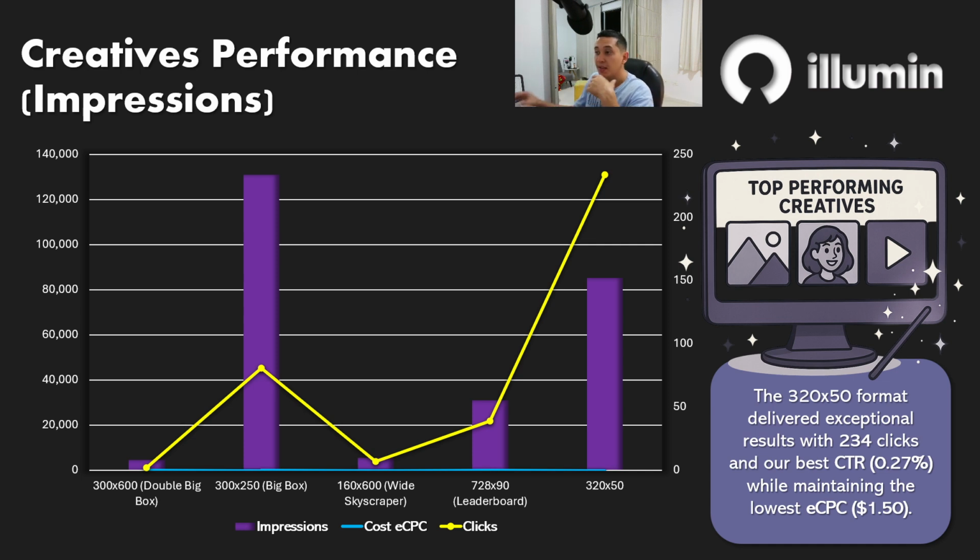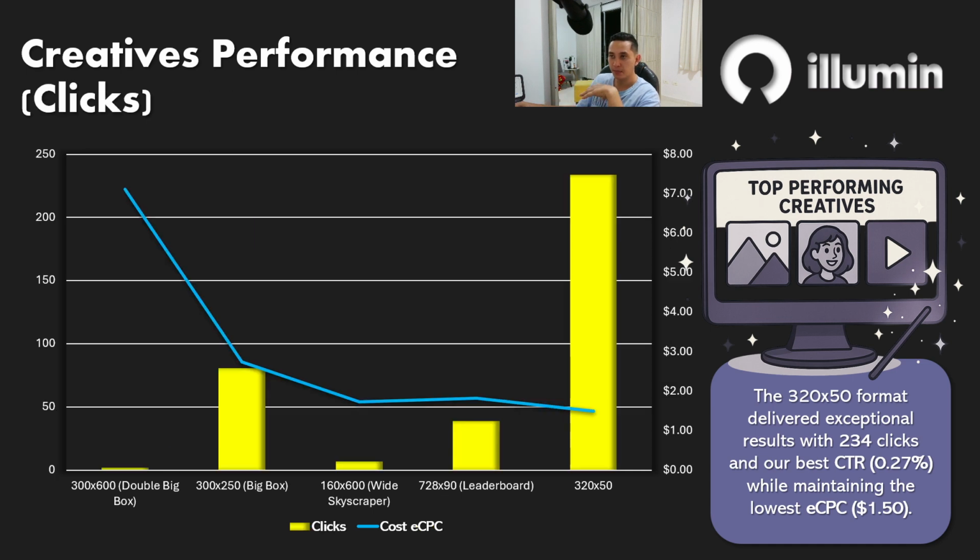So yeah, as you can see here, the purple bars show impression distribution while the yellow lines track clicks. Notice how the 320 by 50 format generates disproportionately high engagement despite moderate impression volume. Let's look specifically at click performance across formats to see this pattern more clearly.